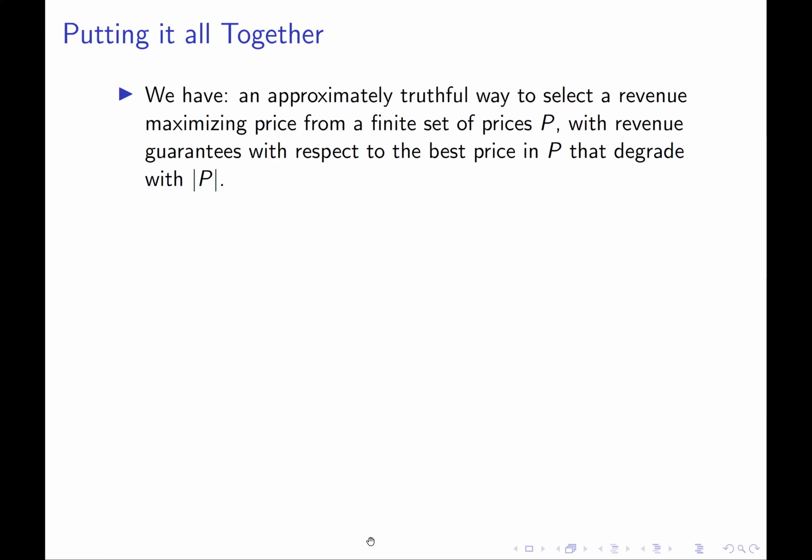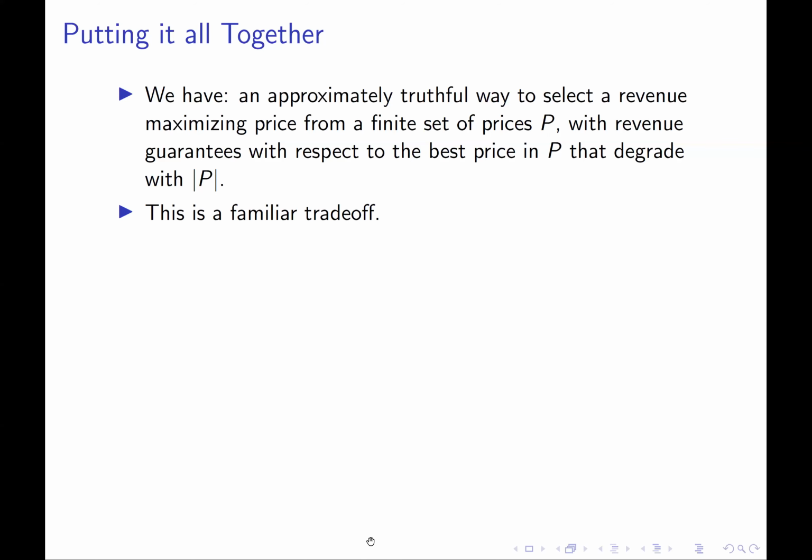On the other hand, we can also select a finite subset of the prices for it to choose amongst. And we know that as we enlarge this set of prices, we will get, on the one hand, a revenue guarantee that compares to a stronger benchmark, that compares to the best price amongst this larger set. But on the other hand, we will get a worse comparison. The additive error from the optimal revenue will degrade with the log of the number of prices.